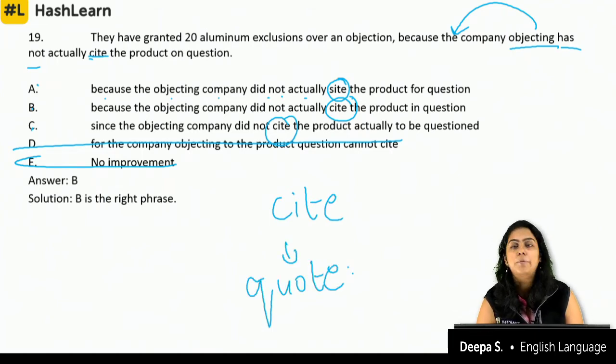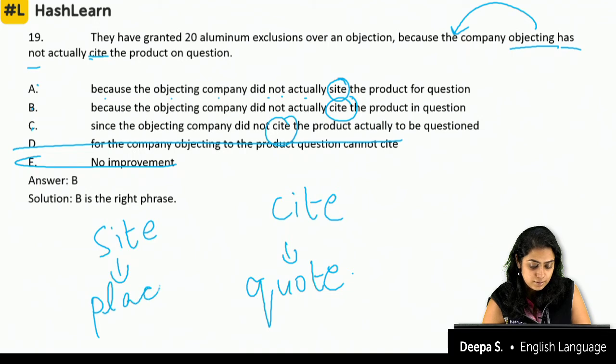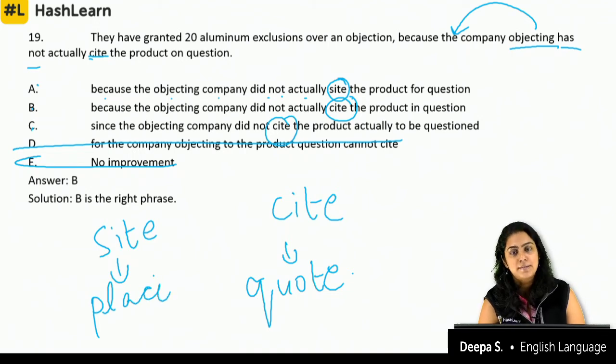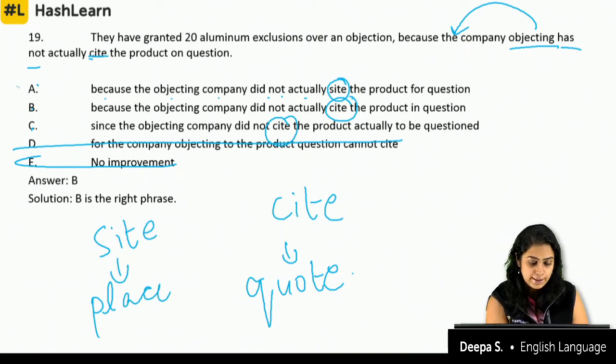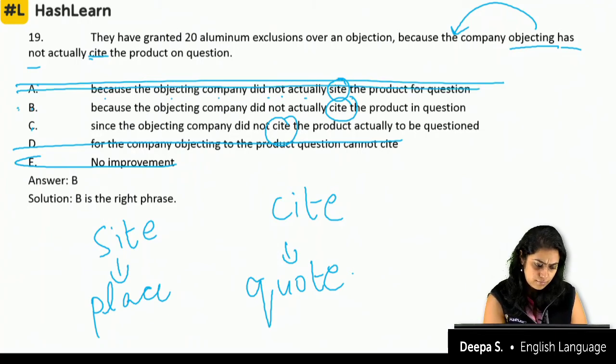Quoting this as a problem. Okay. Now this site is a place. This is the site for the proposed construction. Okay. So I eliminate this as well. A cannot be my answer. Between B and C, what do I choose?